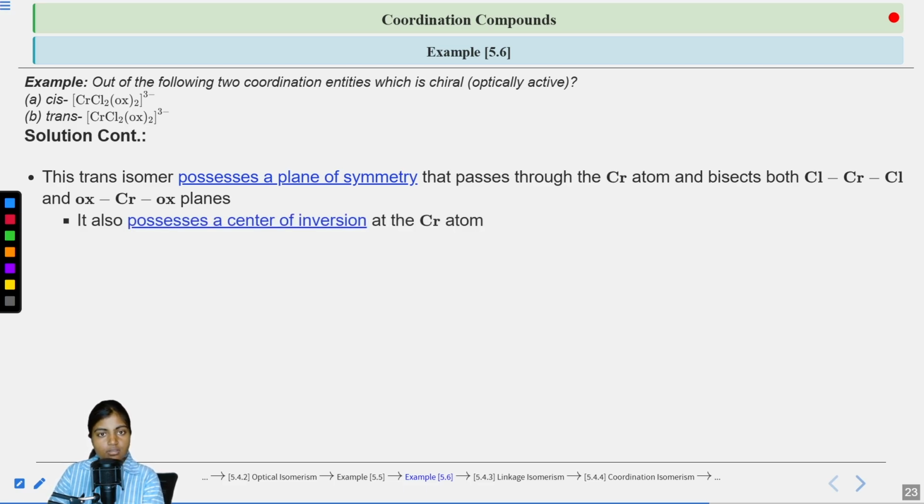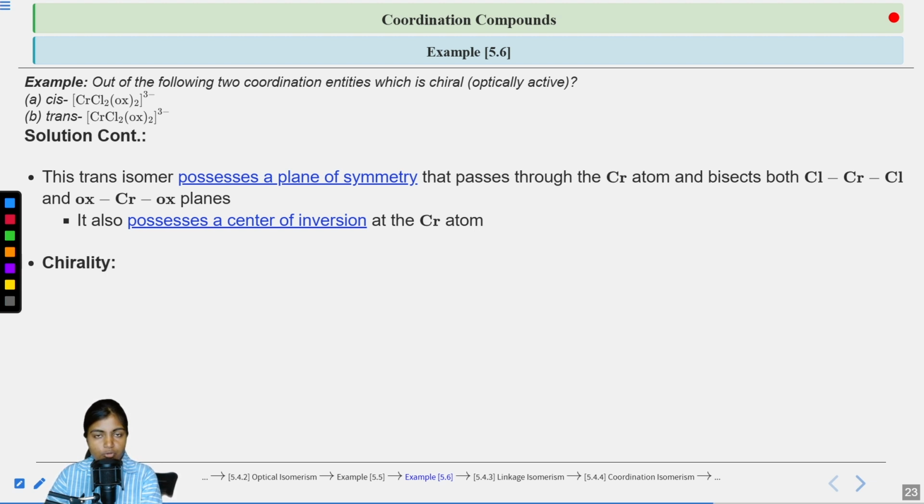And it also possesses a center of inversion at the chromium atom, because if you move from the chromium to the chlorine at the top position of the axis, and similarly go the same distance to the bottom of this axis, you will find chlorine again. So this trans isomer also possesses the center of inversion around the chromium atom, which is the central metal ion.